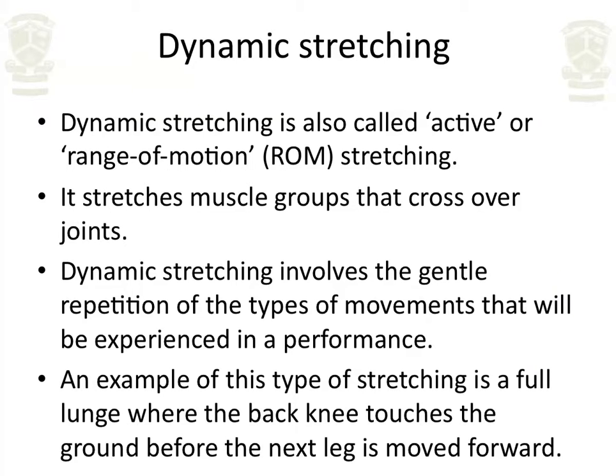The next one we come to is dynamic stretching. Dynamic stretching is also called active or range of motion stretching, ROM. It stretches muscle groups that cross over joints, so more than one muscle might be stretched at once, as compared to static stretching, where only one muscle is stretched at a time. Dynamic stretching involves the gentle repetition of types of movements that will be experienced in a performance. So again, it's very specific. An example of this type of stretching is a full lunge, where the back knee touches the ground before the next leg is moved forward. And we're going to have a look at that in a minute. So that's dynamic stretching.